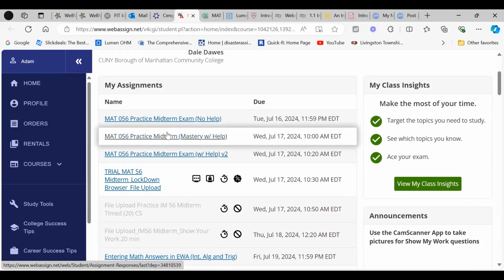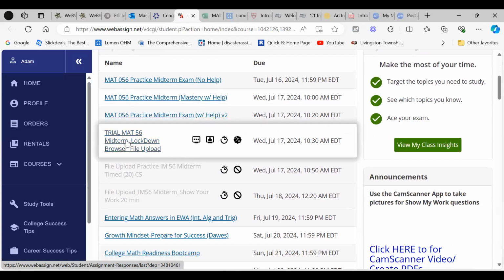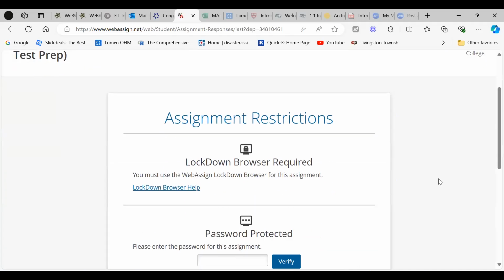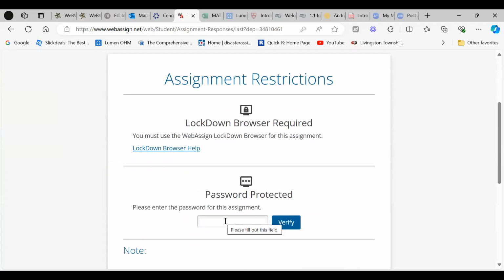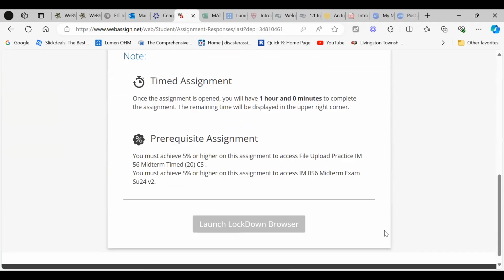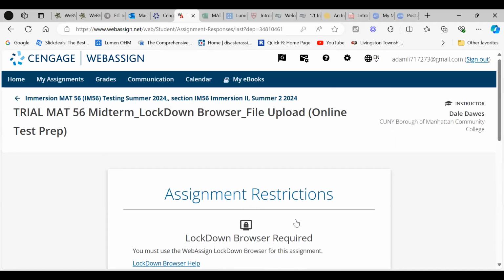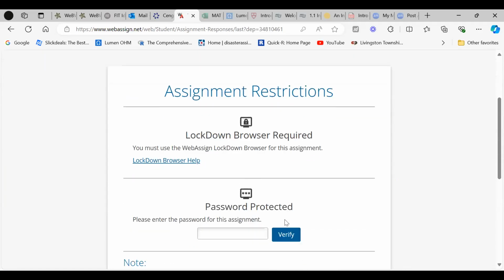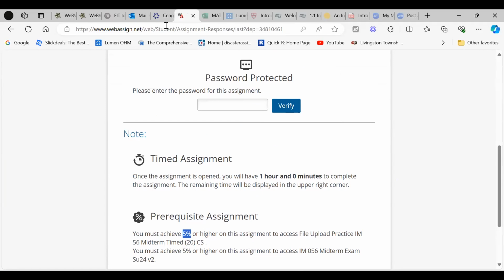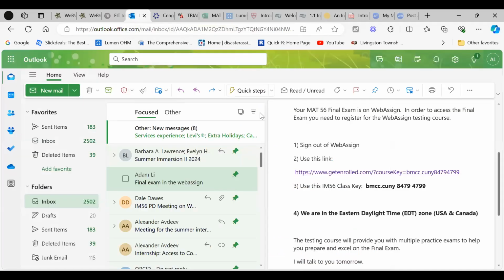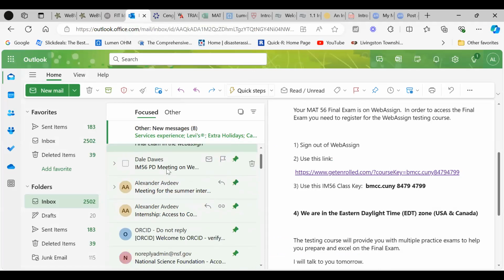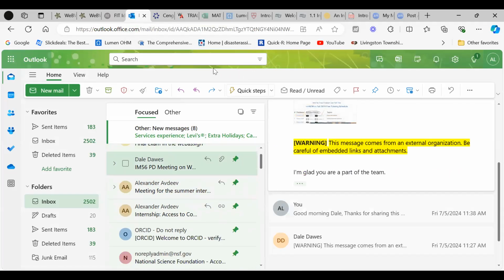So we're going to go over as many questions as possible tomorrow, and you guys can also try this on your own. Let's open it. Lockdown, password selected. Must achieve 5% or higher, yes. So that's the 5% requirement here. You must achieve 5%. Password. Let's see if they send us the password. I think first they'll send out an email with the password on it. Let me double check.